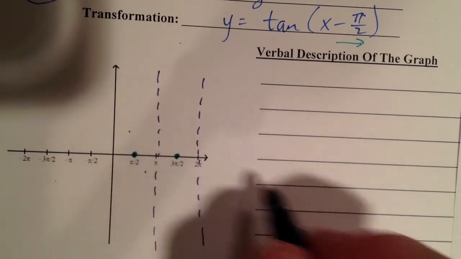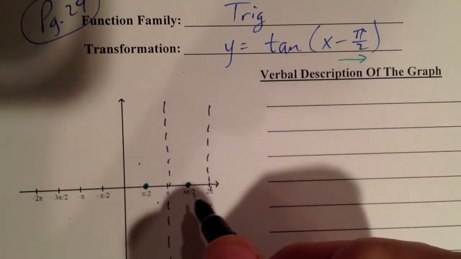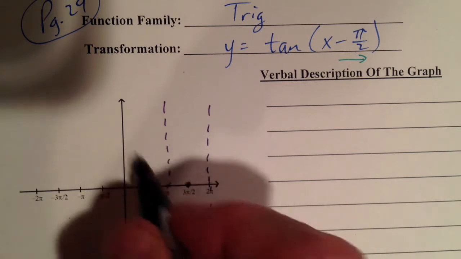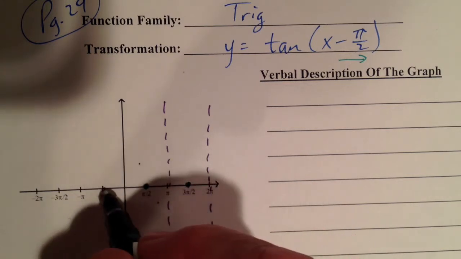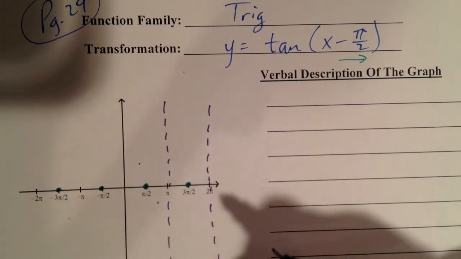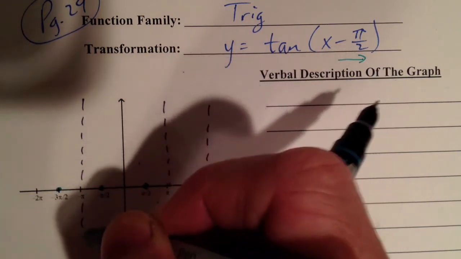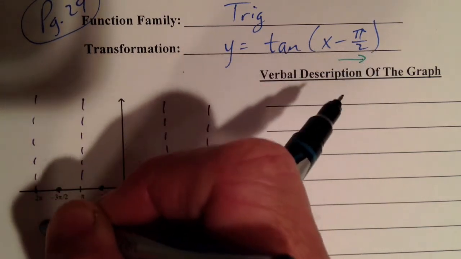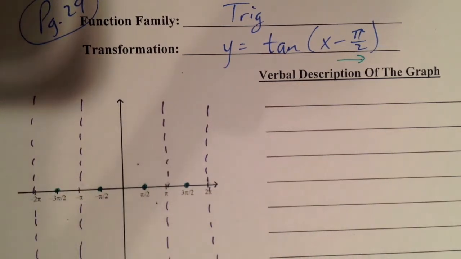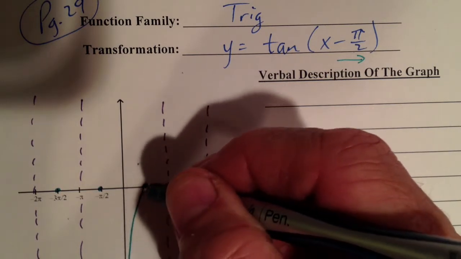Okay, and that means we can use the pattern now. We know that tangent of x and tangent of x minus pi over 2 repeat themselves every pi radians, and so once we get one period of this tangent function, we know that the rest of the graph will look exactly the same as just one of the periods of this function. So we get vertical asymptotes every pi radians, and x-intercepts every pi radians as well.